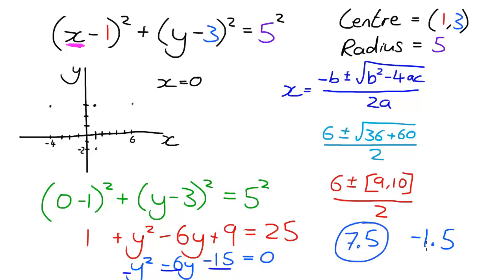So that was fairly long, and we finally got our two y values. We got minus 1.5 down here, and we got 7.5, which is going to be somewhere up here. So those are the 2 points where the circle that I started with up here is going to intersect the y-axis, the line x equals 0.